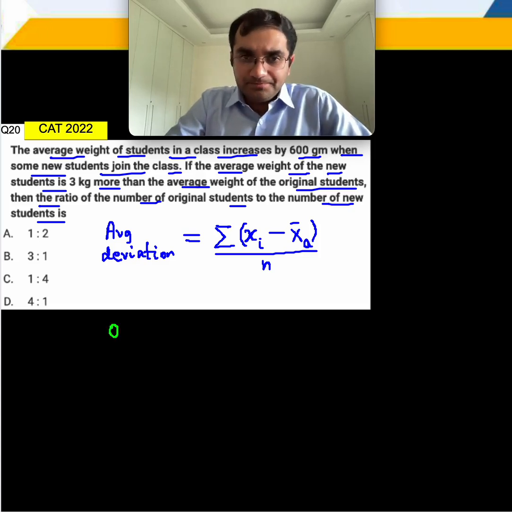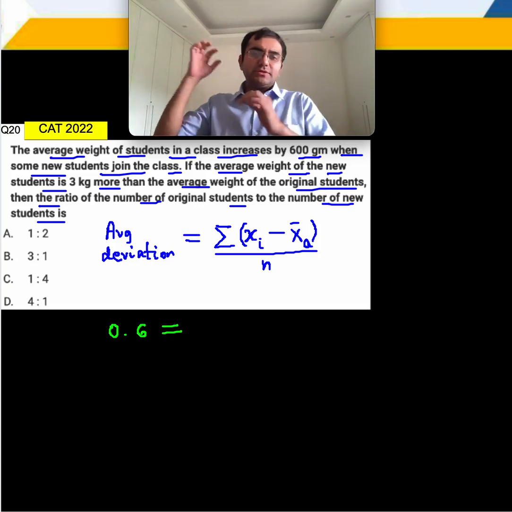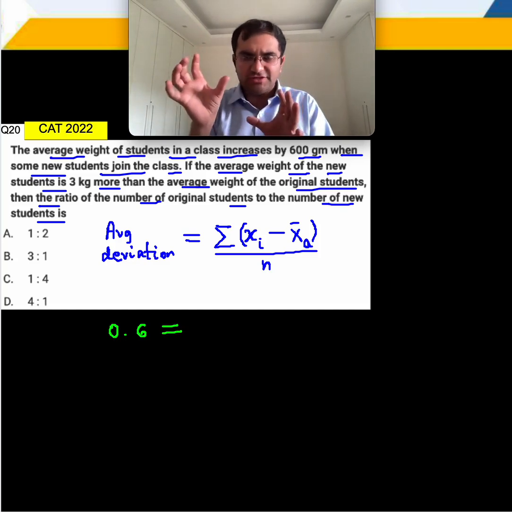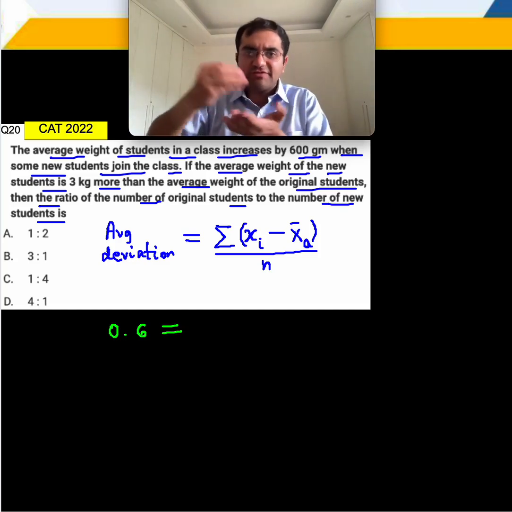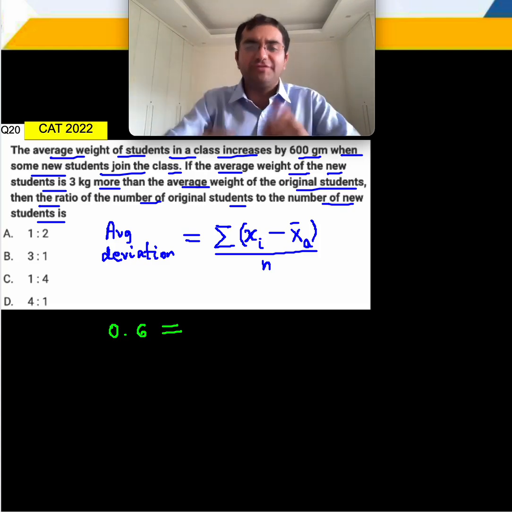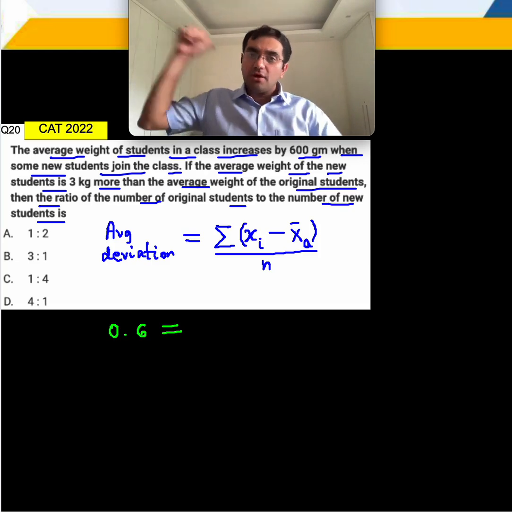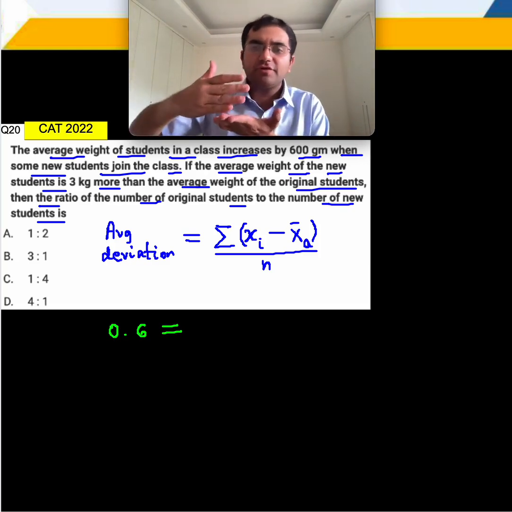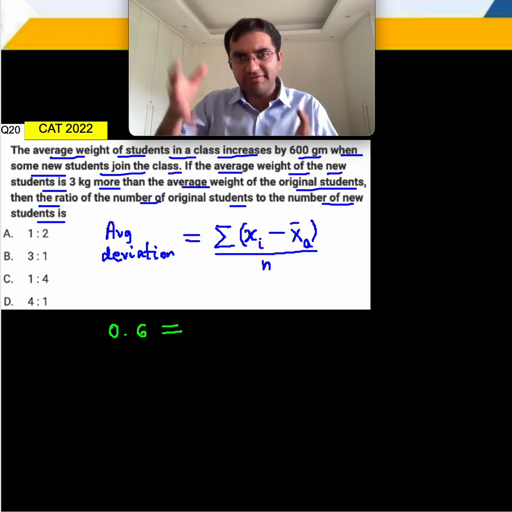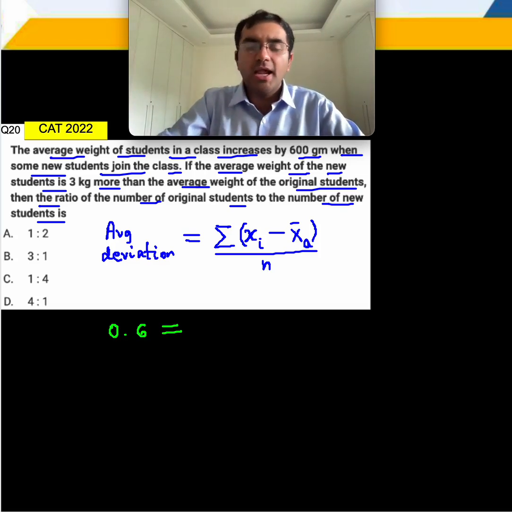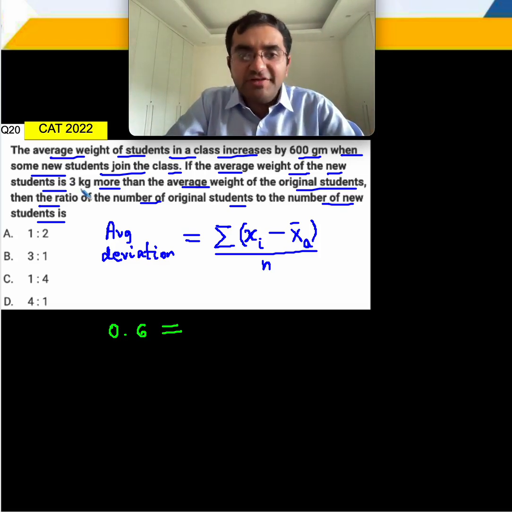So average weight increases by 600 grams. That's 0.6 kg is your deviation in the mean value, क्योंकि कुछ नए बच्चे आए. So there were these old students, they had some average value. And now some new students have come. Because of this, the average value is shifting. ठीक है. So what will be the sum of deviations? The old students, their deviation from the mean is already 0 because उनकी वजह से तो mean आपने calculate किया था. But the new students are showing a deviation of 3 kg.